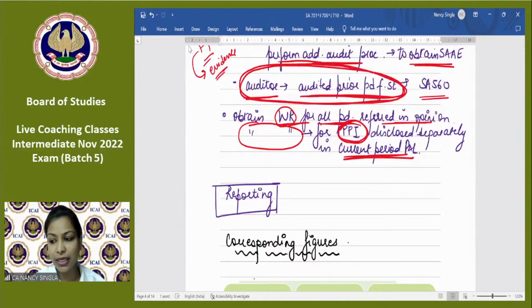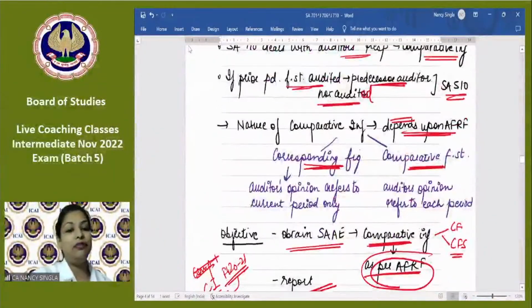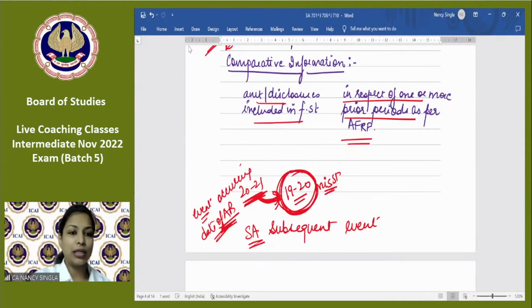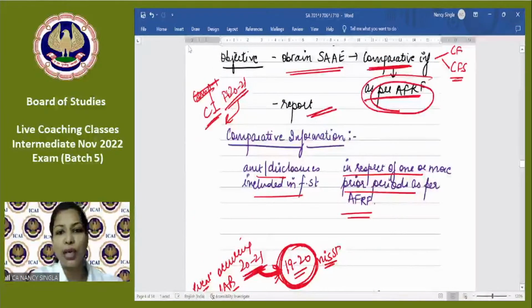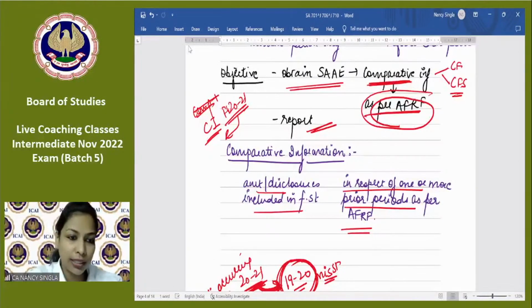Quickly send in your replies, written representation. Okay, I'll not wait. SA 580. Okay, so see, what have we studied so far? We studied where the comparative information is given. What is comparative information? Amounts and disclosures included in the financial statements in respect of one or more prior periods as per the applicable FRF. If so, what does the auditor have to do? The auditor has to apply SA 710. What is the objective? To obtain sufficient appropriate audit evidence that comparative information has been shown as per the applicable FRF and to report accordingly.